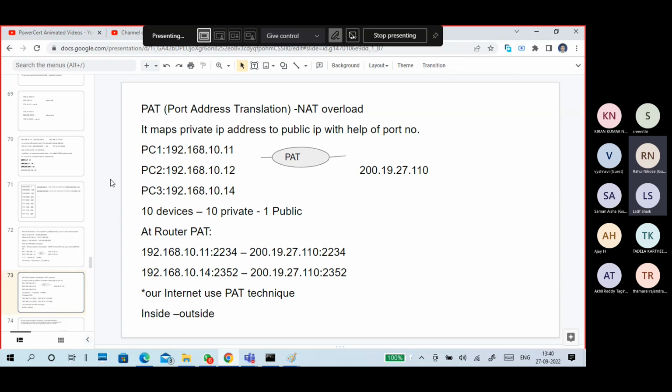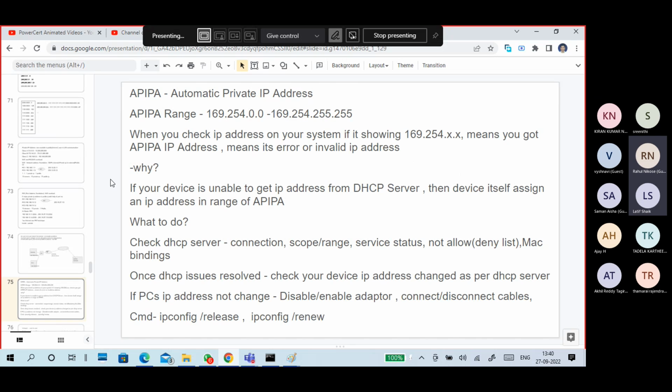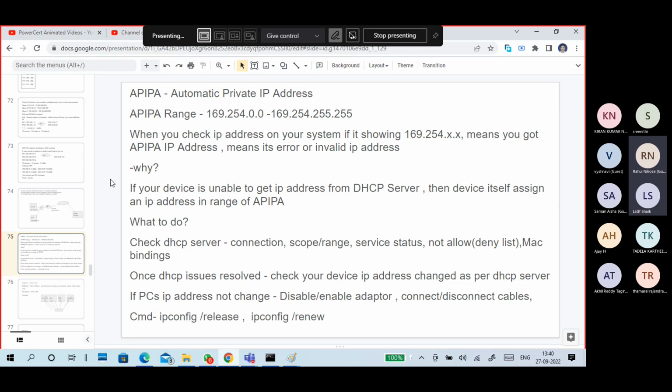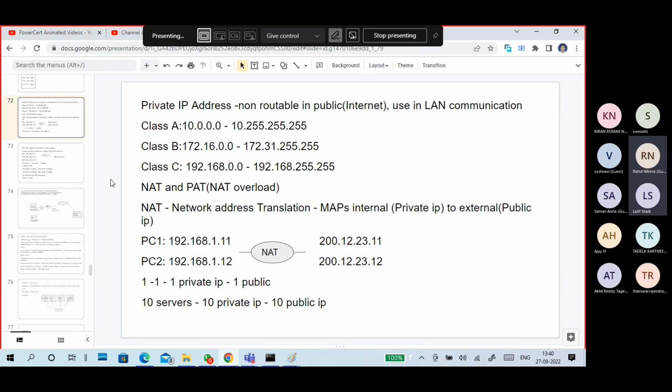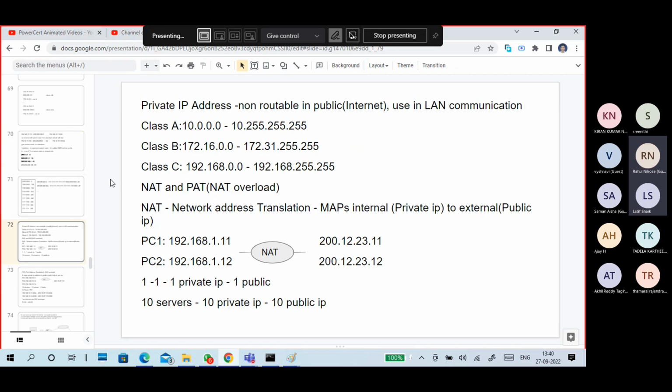Okay guys, this is NAT and PAT, network address translation and port address translation. Same thing I am explaining here. You know what APIPA is already, so I'm not going into that. That's it for today, guys. The maximum network part is completed. Find out what VPN is and what a proxy is also.